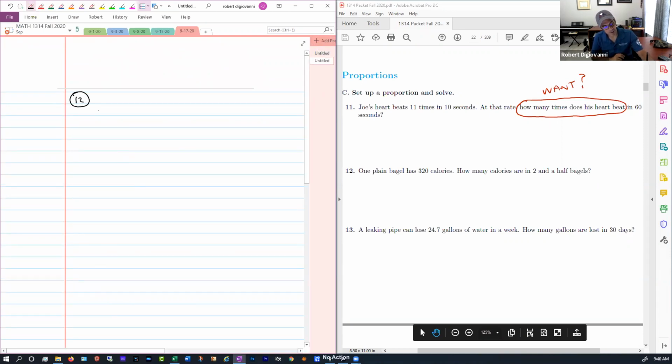First thing I'm going to do is set up the equivalence relationship that I have. It says one bagel has 320 calories. So one bagel equals 320 calories. I'm just going to put cal, okay? That's my equivalence relationship.